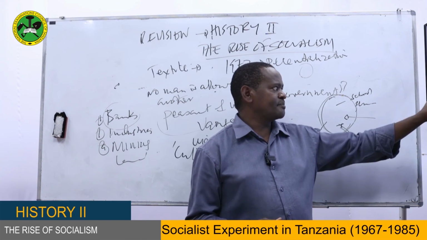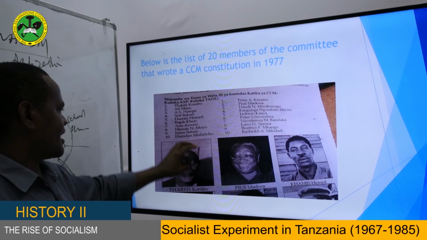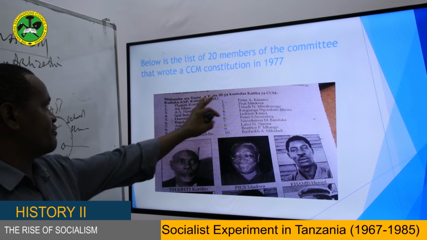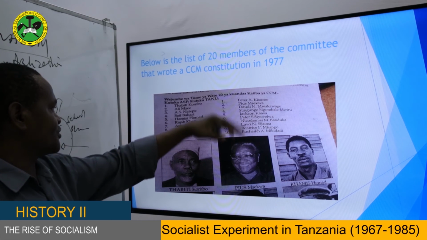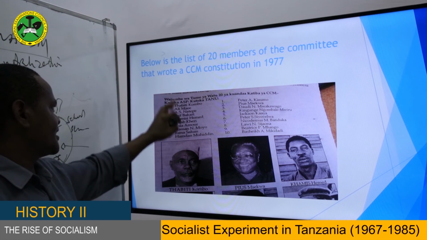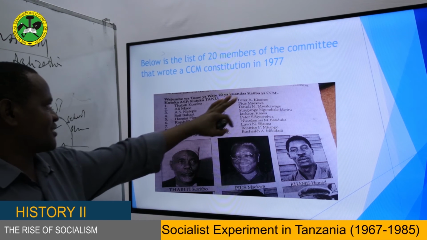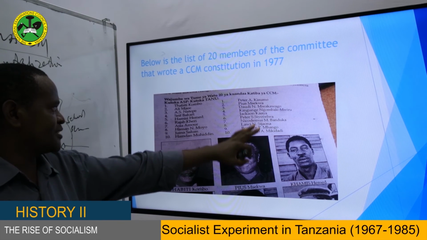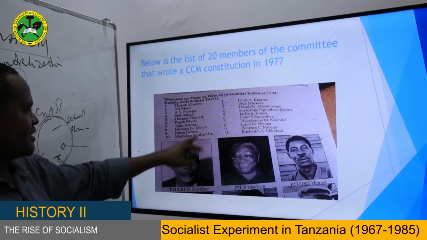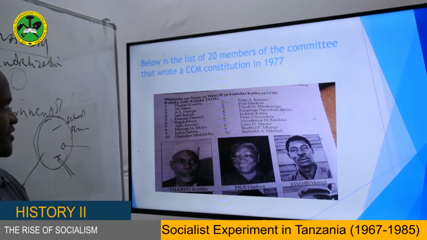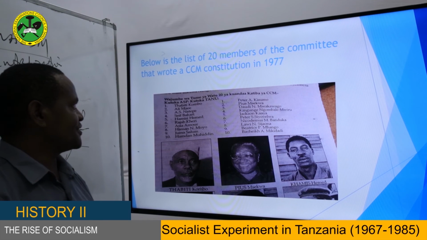My dear students, this is a picture and the names of some of the members who formed the committee which wrote the CCM constitution in 1977. These are the names. You can read. These are the names of members from Tanzania mainland, and these are the names of members from Zanzibar. Together they wrote that constitution in 1977, which established the CCM.